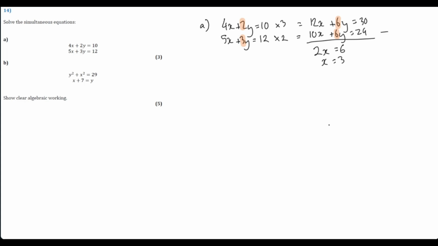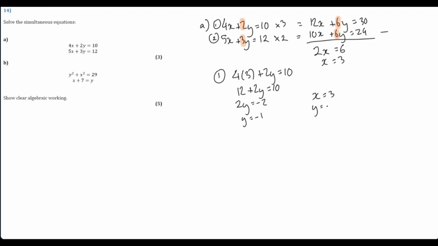If x is equal to 3, I can just plug it into either equation 1 or 2. I'm going to go for 1, so 4 times 3 plus 2y equals 10. That's 12 plus 2y equals 10. Take away the 12, so 2y equals minus 2, divide by 2, y is minus 1. So x is equal to 3 and y is equal to minus 1.